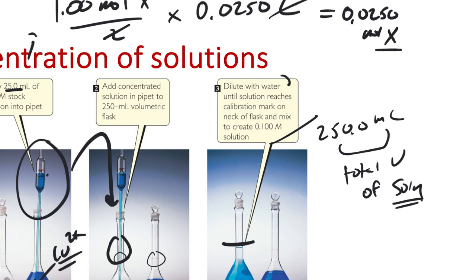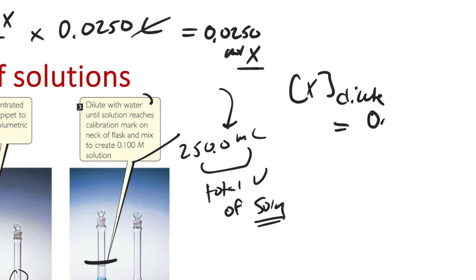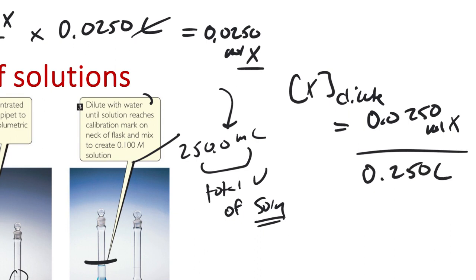So moles of X. And so then when we change the total volume of the solution, we haven't changed the moles of the solute. Like that's the key. By adding water, you're not changing the moles of solute. We're just changing the total volume. And so the new concentration of X, once we dilute it, would just be equal to 0.0250 moles of X that was in that initial portion we withdrew. And then we change this to a total volume of 0.250 liters.